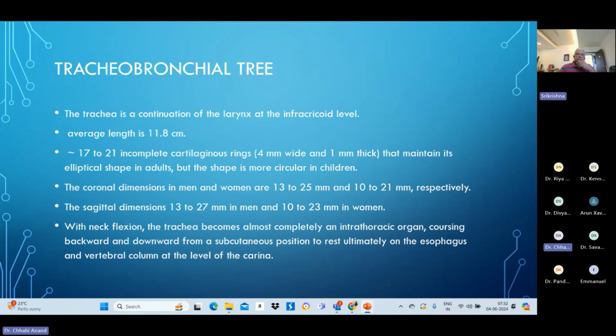The coronal dimensions in men and women are 13 to 25 mm and 11 to 21 mm respectively. The sagittal dimensions are 13 to 27 mm in men and 10 to 23 mm in women. With neck flexion, the trachea becomes almost completely an intrathoracic organ, coursing backwards and downwards from a subcutaneous position to rest ultimately on the esophagus and vertebral column at the level of the carina.